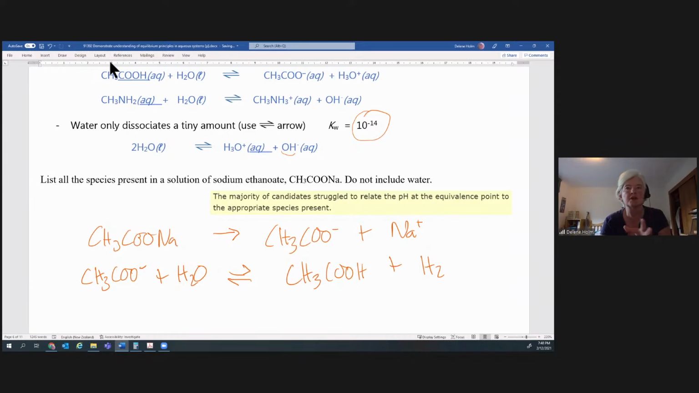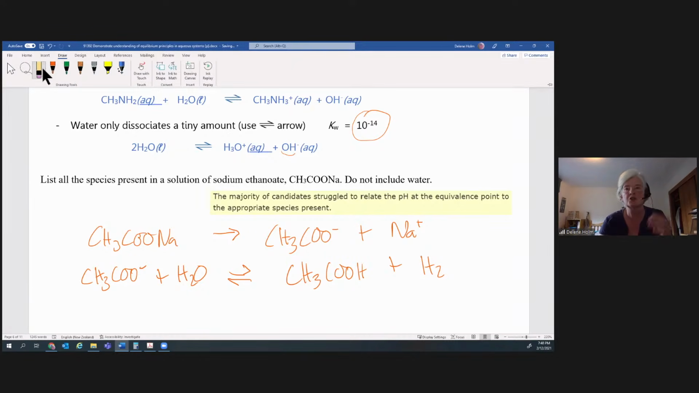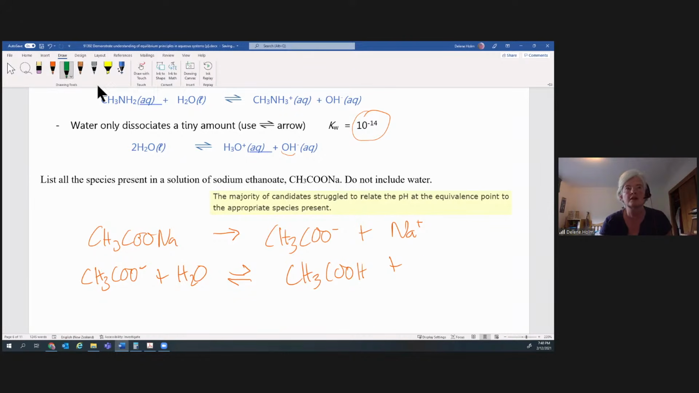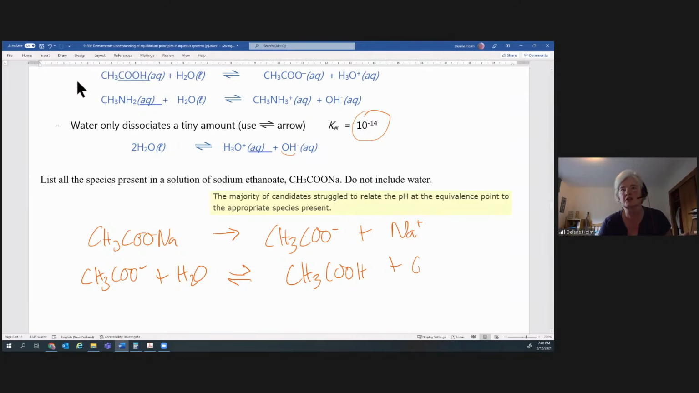OH, because it's a weak base, so I must land up with OH minus. So always have that in your head as you check, is my answer sensible? Let's keep to that, OH minus. Right, so when I want to do the species, I remember I must do H2O splitting up to H3O plus OH minus.